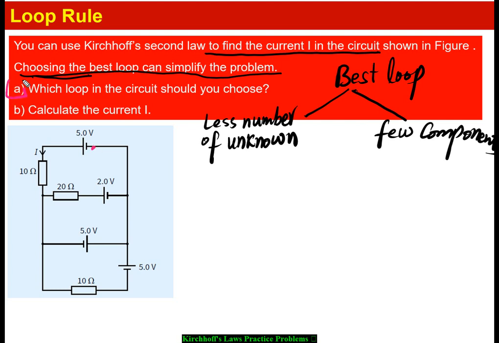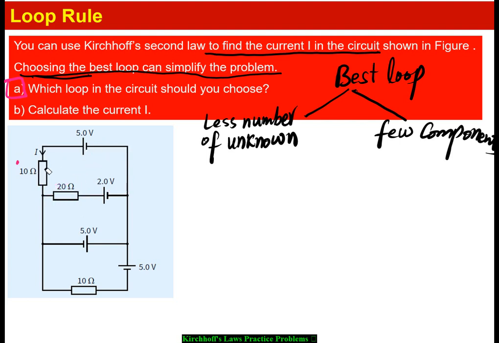And this is what part A is asking us: the best loop. Let's say I take this loop now, this is one loop. In this loop, I is what we need to find, so this is our unknown, but we also don't know the value of I1 passing through the 20 ohm resistor. So this is not a good choice.